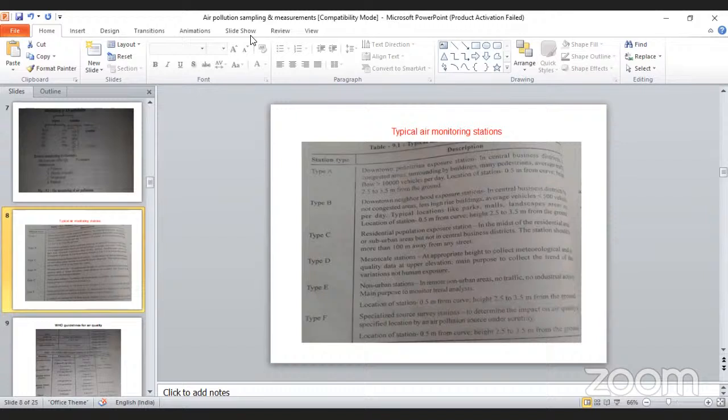And type C is the residential population exposure station. This is a residential area. It could be a suburban area, not in the central business places or districts. Like that, each and every type, type A, B, C, D, E, F, has its own description about the location or state. And each state has standard values or a specific standard for each place. We have to compare, then only can we write whether this particular place is highly polluted or not.